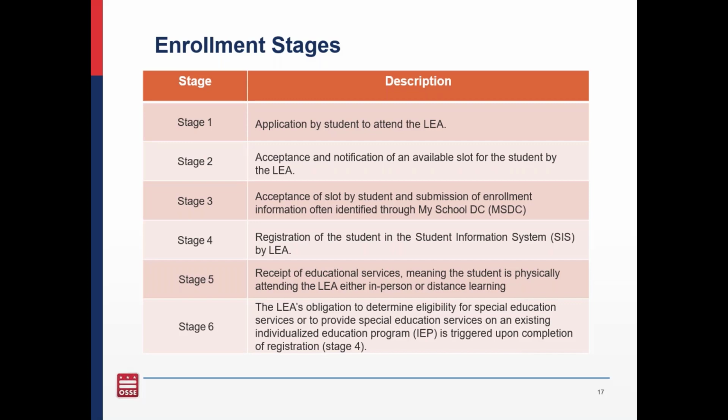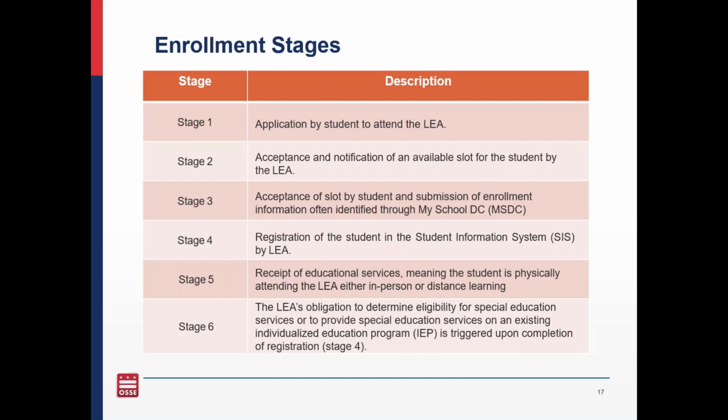the 6 stages of enrollment. So the first is the application by student to attend the LEA. Next, for stage 2, acceptance and notification of an available slot for the student by the LEA. Stage 3, acceptance of slot by student and submission of enrollment information, often identified through My School DC. Stage 4 is the registration of the student in the student information system.